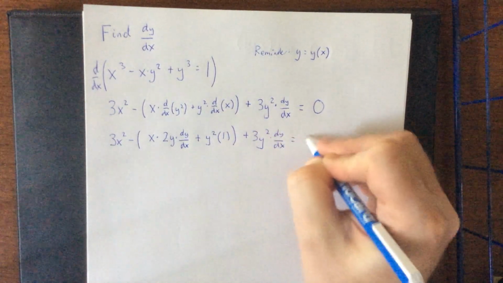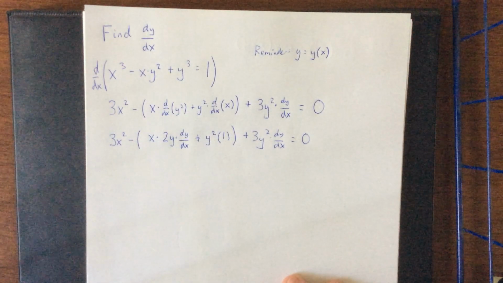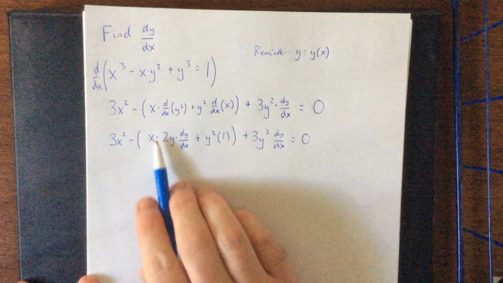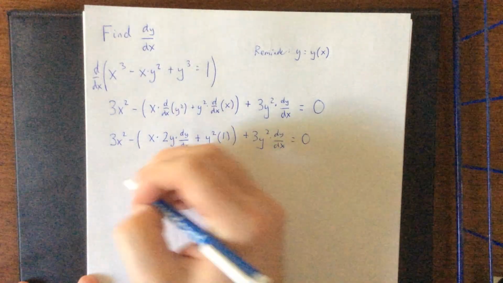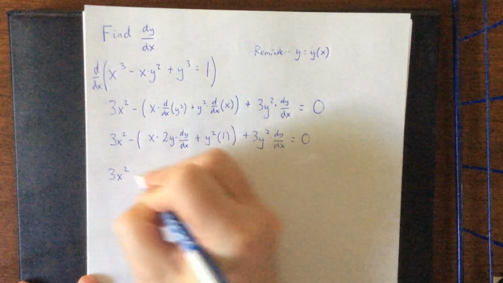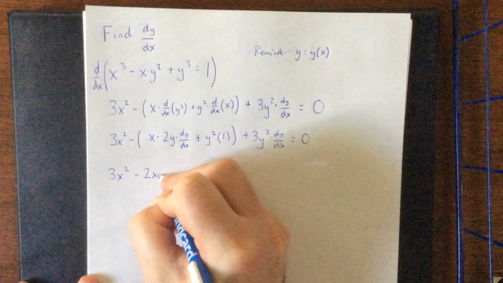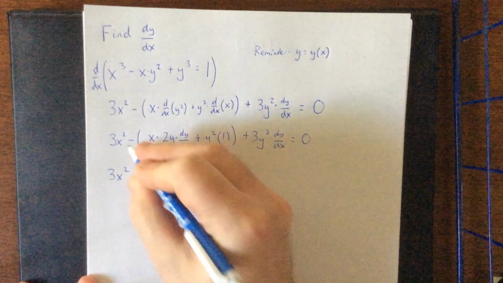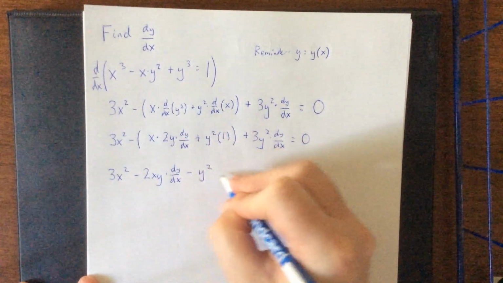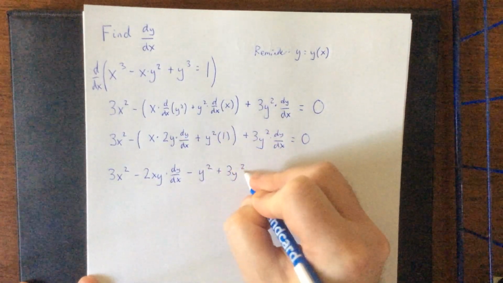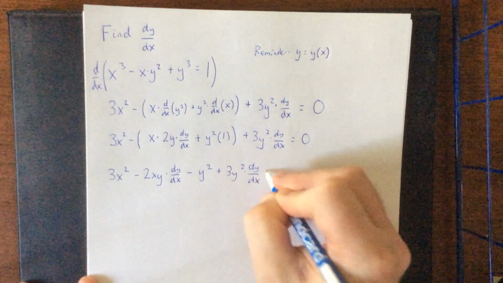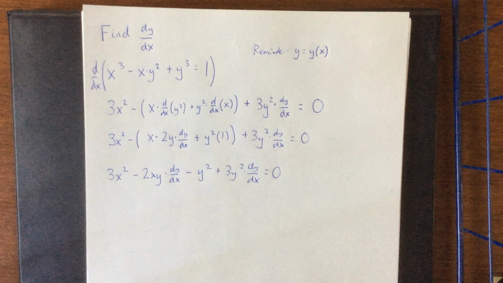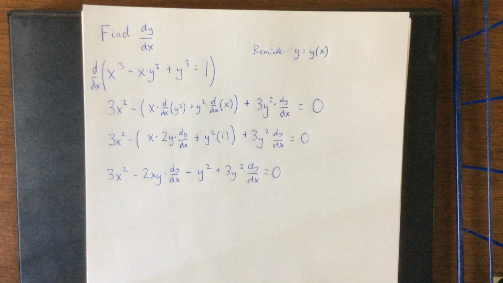At this point, all of my calculus is done, and it's simply a matter of doing a little bit of algebra. So first thing I'm going to do is distribute this minus sign and sort of clean this part up. This will be 3x squared minus 2xy times dy over dx minus, from the negative, y squared plus 3y squared times dy over dx. This is all equal to 0. Once again, at this point the calculus is done. Now it's a matter of doing some algebra.